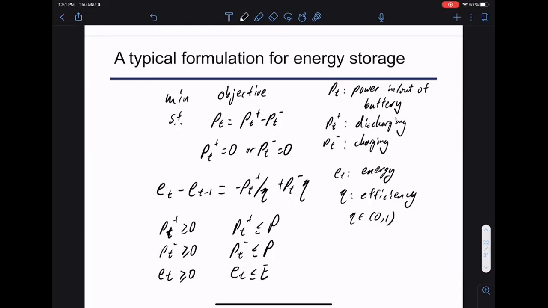We have something that can exchange energy over time with some efficiency, and then face a lower and upper bound in power and energy.